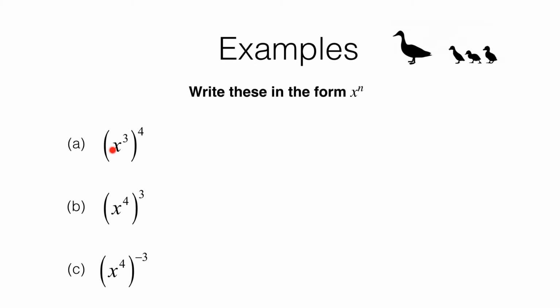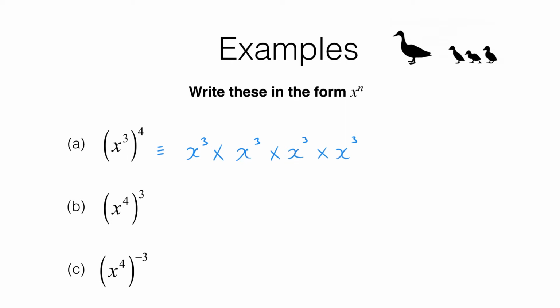Now, x cubed to the power of 4 is simply x cubed multiplied by x cubed multiplied by x cubed multiplied by x cubed. We've got this thing in brackets raised to the power of 4. So that's why I've got that thing in brackets multiplied by itself again, and by itself again. Now, this is something we know how to do. We're simply multiplying some powers together where we've got the same base.